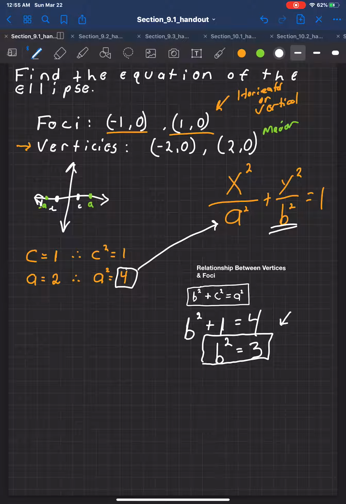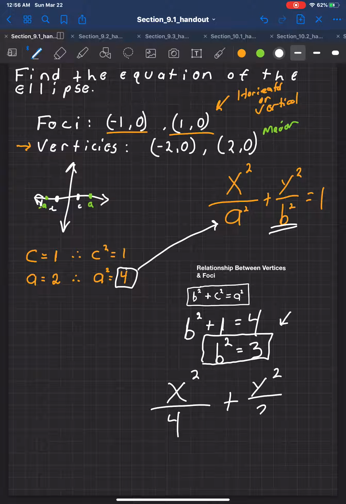Now I know what a squared is, b squared is. Let's answer this question, right? Don't just leave it all on the paper for someone else to fill in. Write the equation of the ellipse that you were asked to write. So x squared over 4 plus y squared over 3 is equal to 1. All right, so not bad, right? The conic sections are not too bad.